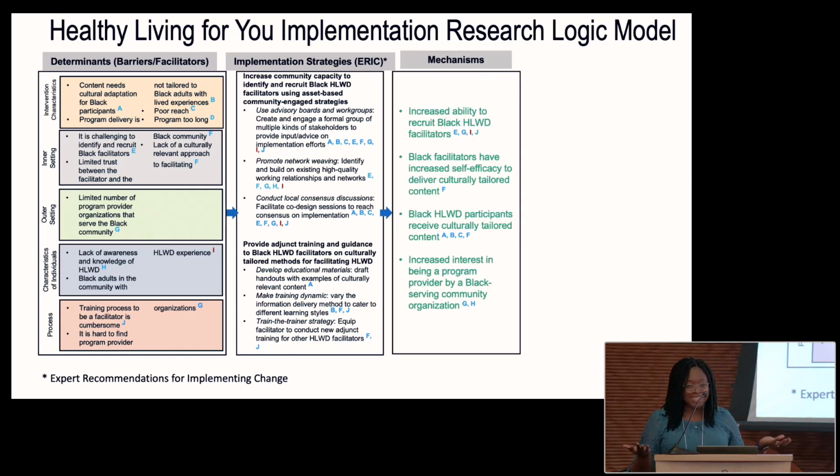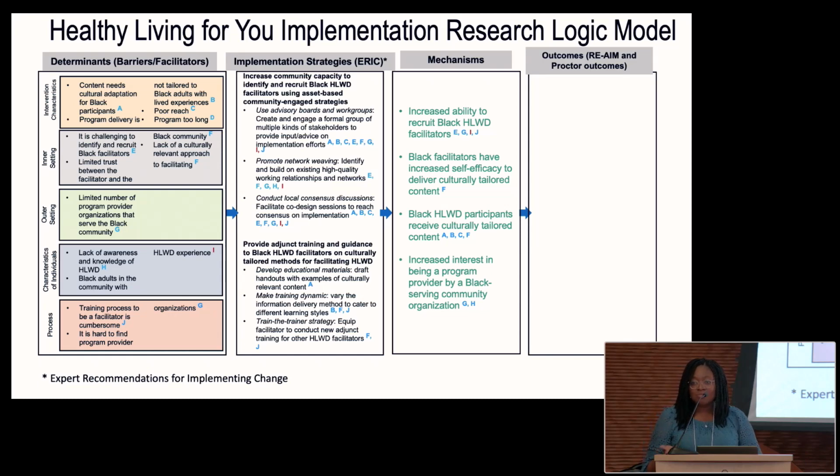And then to our mechanisms. What is actually going to happen when we actually tackle those barriers? And you can see, for example, we also mapped that to now we are going to be able to increase more Black and recruit more facilitators. They're going to have increased self-efficacy to actually teach the content in a culturally appropriate manner. And then more organizations that actually serve the Black community are going to be interested in hosting the sessions.